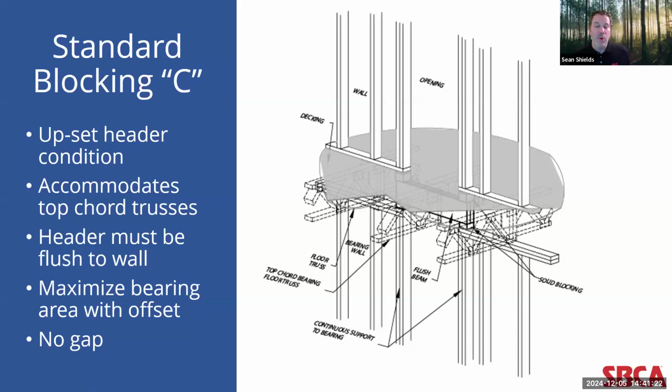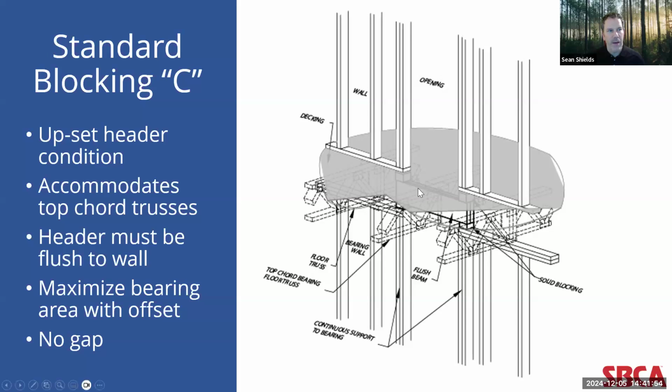I will say that there may be a motivation to rest this beam header on the top plate of the wall below instead of installing this blocking. One, for ease of installation, and two, to make sure that you are maximizing bearing area here. But sometimes the depth of the floor may not make that feasible. And so you would add this solid blocking underneath the header.